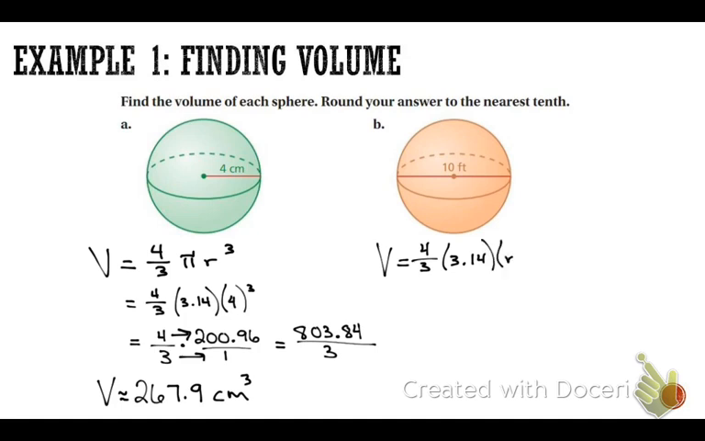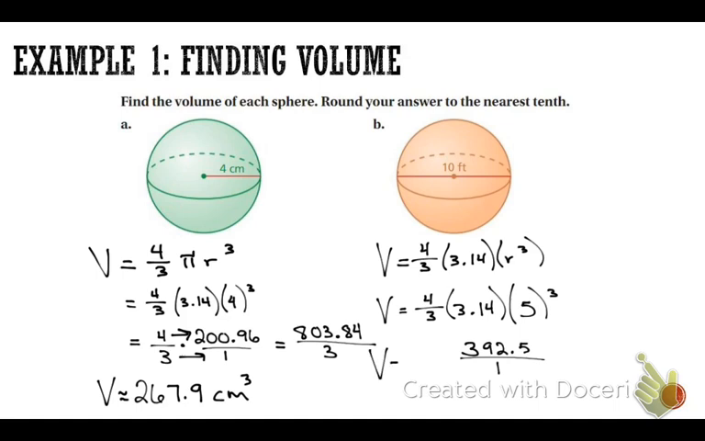Oh, good job. Did anybody else catch that it was the diameter? Yes. Yeah, good job, guys. Okay, so 4/3 times 3.14 times 5 to the third power, which is going to be 392.5. Okay, and now multiply that by 4/3 and divide by 3. Or, well, multiply 392.5 times 4, then divide by 3.